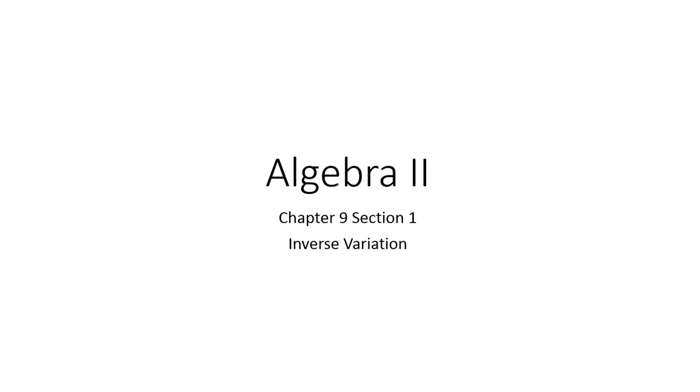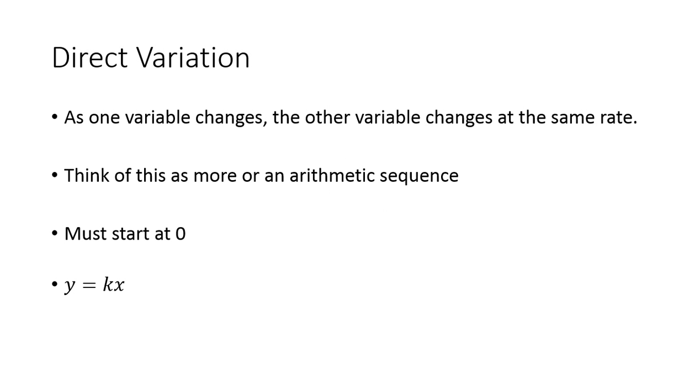Alright, so moving on in Algebra 2 to Chapter 9, Section 1, we're going to be looking at what are called inverse variations and also jointly varied functions. So starting off, let's talk about what a direct variation was, which we've discussed before.